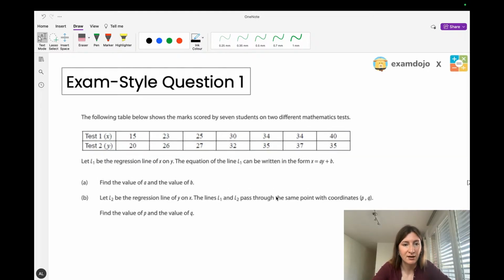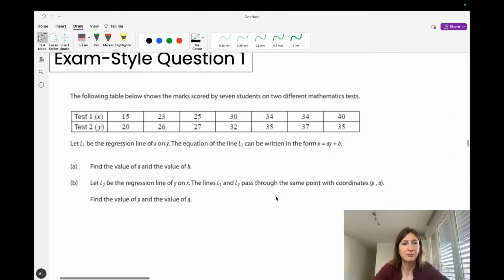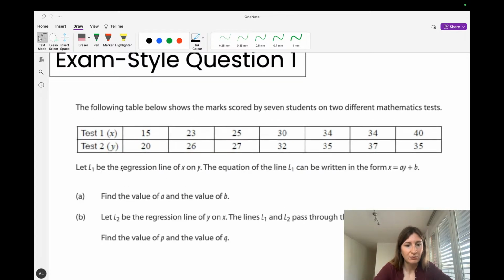Okay, the following table shows the marks scored by 7 students on 2 different mathematics tests. So our variables are going to be 2 different tests. Test 1 is x, test 2 is y. Let L1 be the regression line of x on y. Really, really important that you make sure you've got that right. And I would recommend writing it x on y. So that means x equals my plus b. So x is first. Remember, x is first. That is L1.